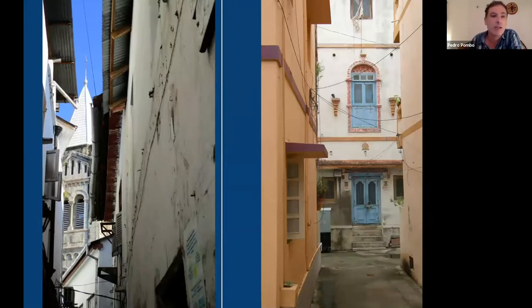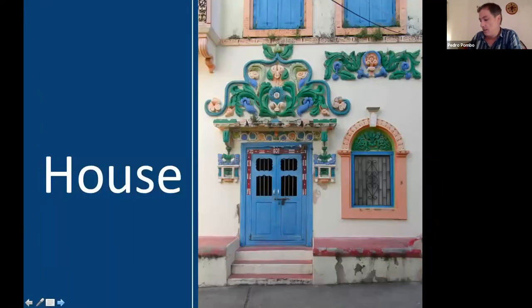Then we see on the picture on the left the cathedral of Stone Town in Zanzibar, which was kept alive mostly due to the very important Goan community since the turn of the 20th century. The last place, the smaller scale, the house. This is a picture of a house of a Hindu trading family in Diu, which has very long connections with Mozambique and even British East Africa.